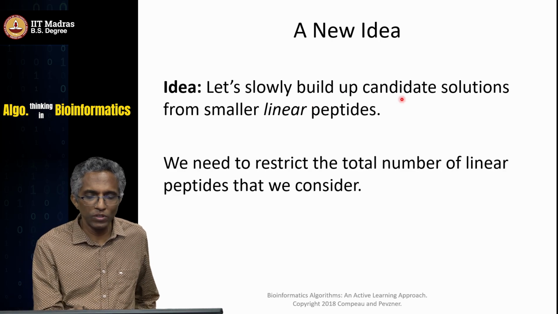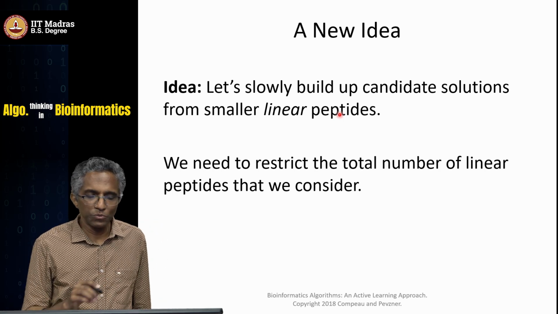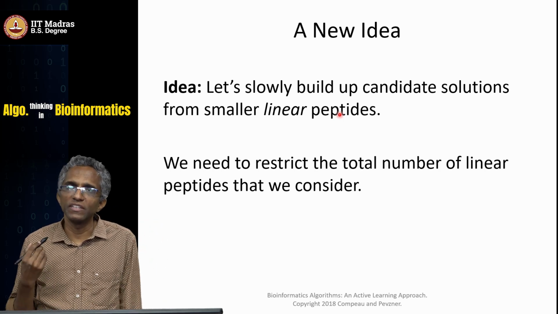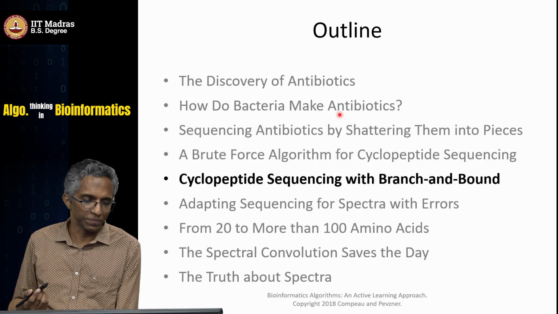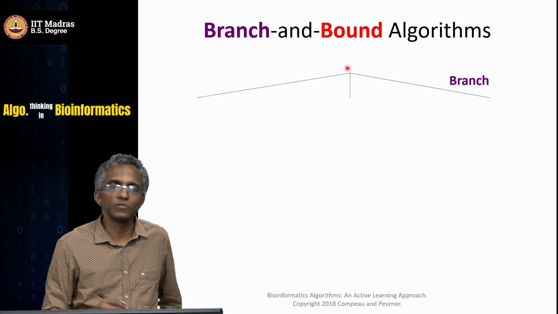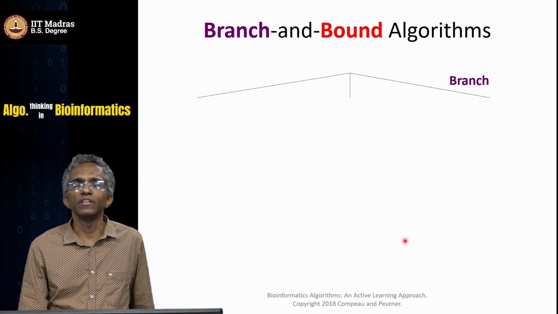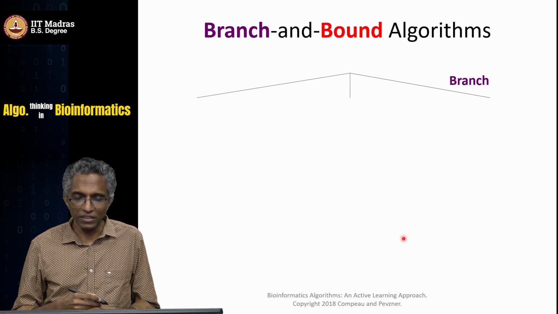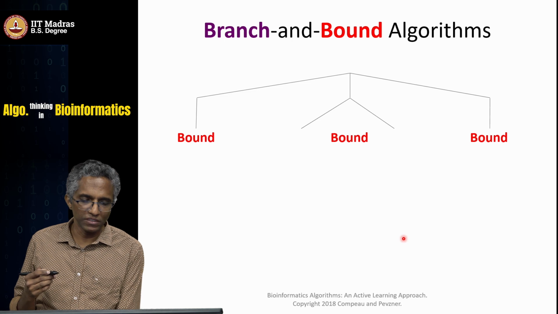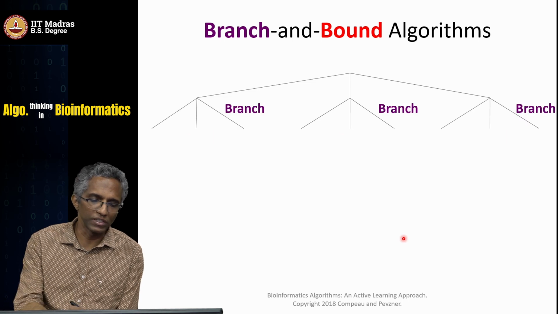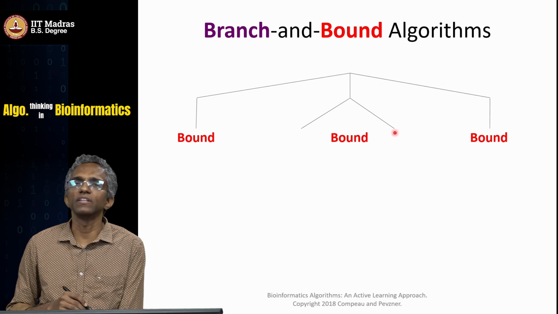The idea is to slowly build up candidate solutions from smaller linear peptides, and that way we can see if there is any speed up that we get from running the algorithm to construct the full peptide. So, we will start with these small peptides, and then we will branch and try different ways of growing this small linear peptide into longer peptides, and then some of them will work, some of them will not work. So, that is the bound part. You branch and then you bound certain things, you prune certain leaves. So, this one didn't work, and so this one is removed, and then only these 2 leaves are there.